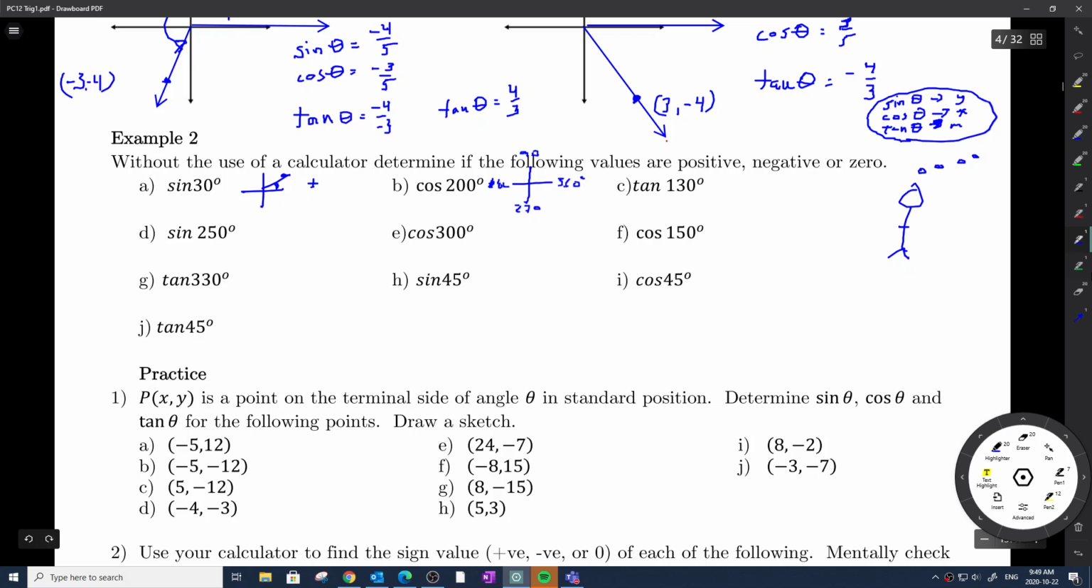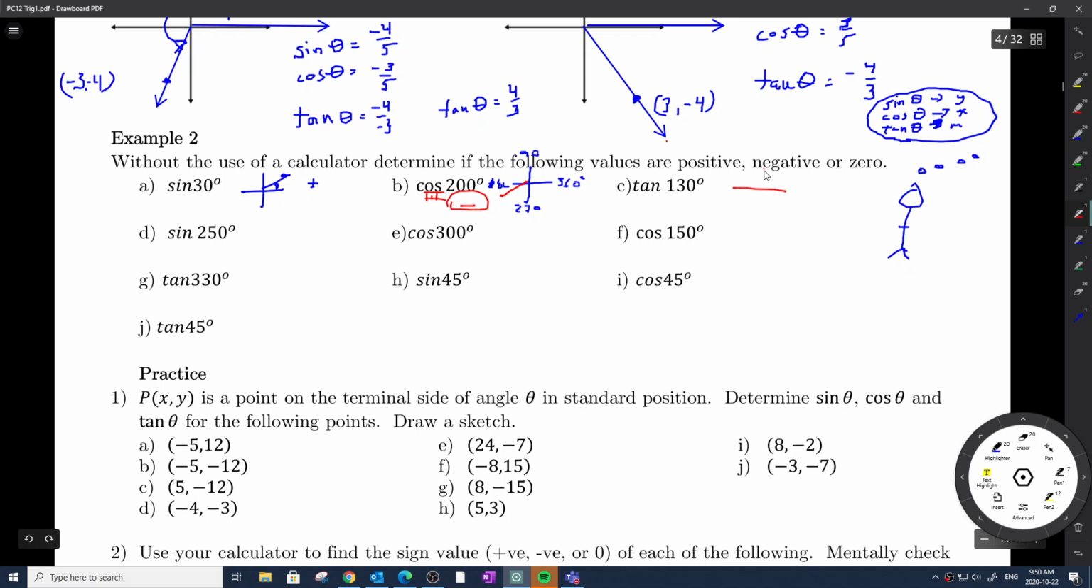Well, where's 200 degrees? Well, 200 degrees, I have to locate it first. There it is. It's in quadrant number 3. And then I ask myself, cosine of 200 degrees. Well, is it positive or negative? Is the x positive or negative in quadrant number 3? Well, cosine is going to be negative.